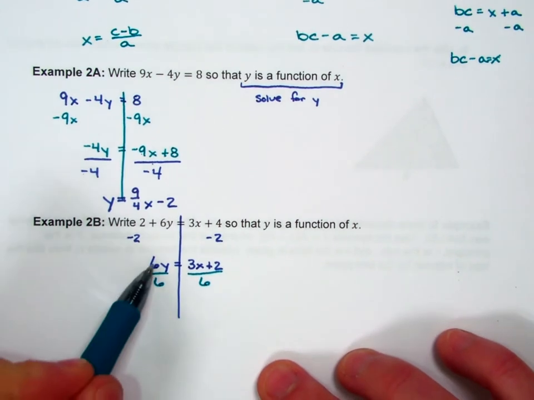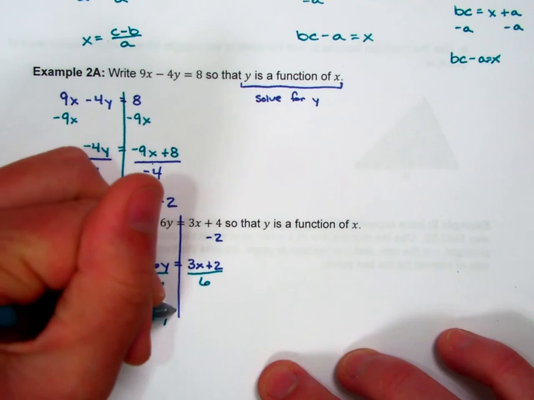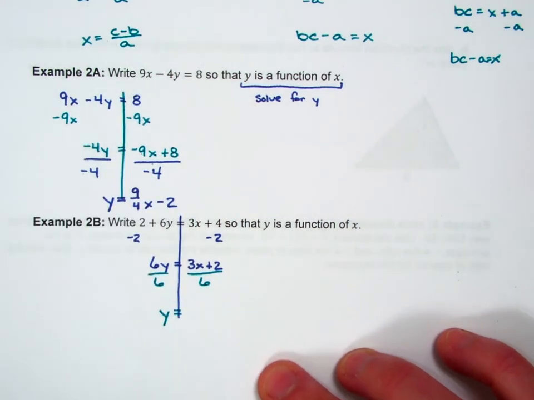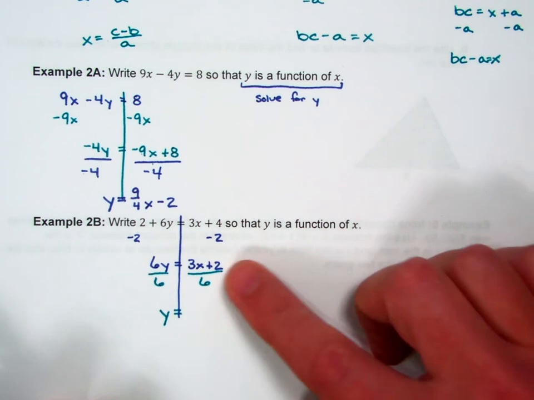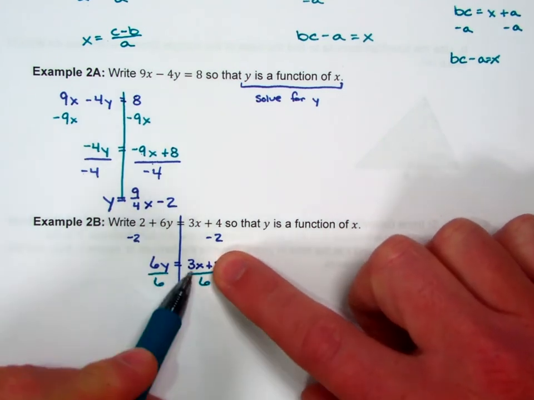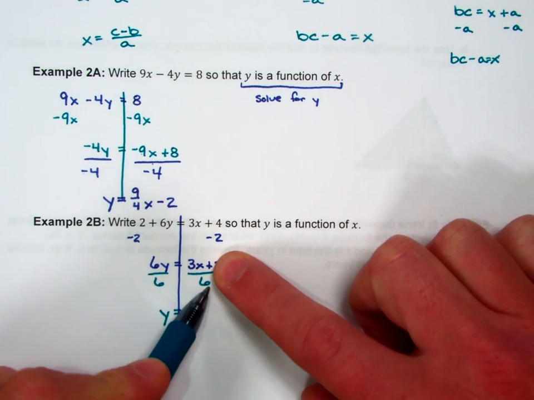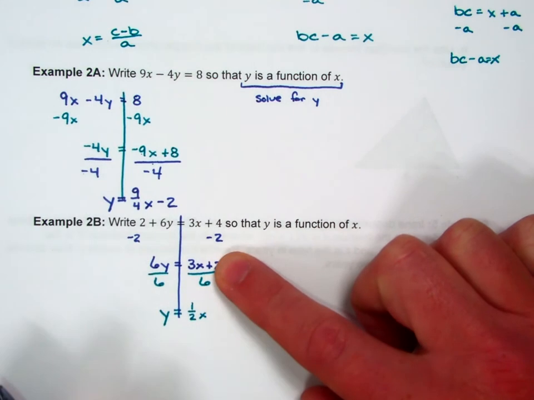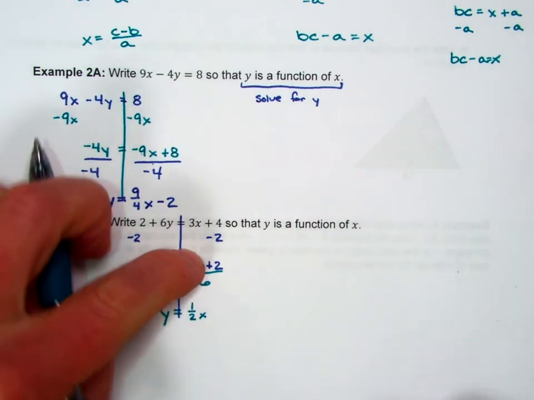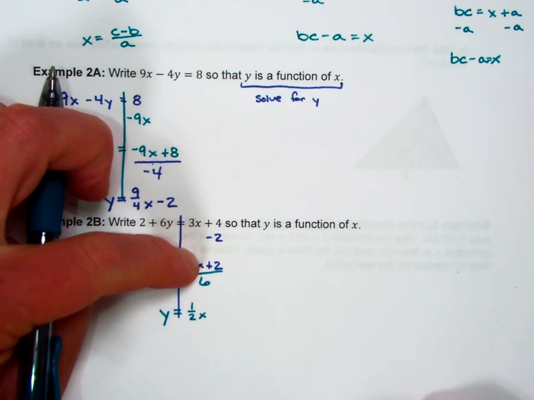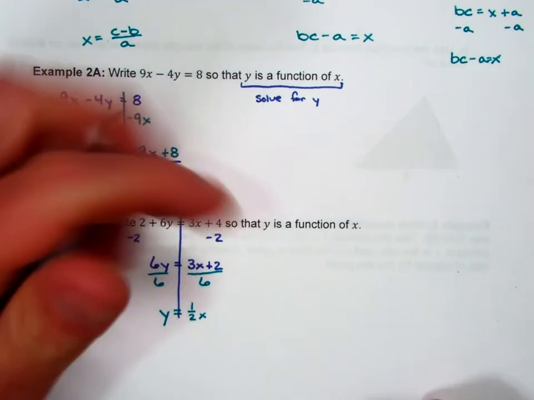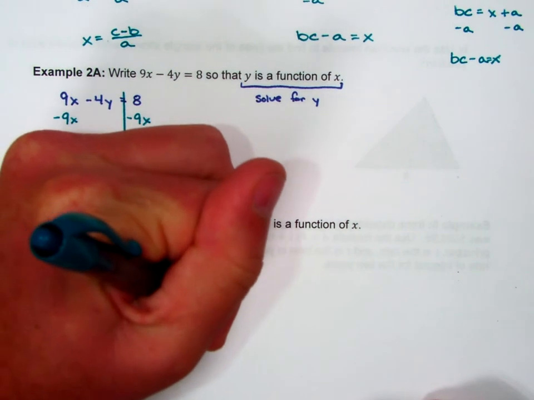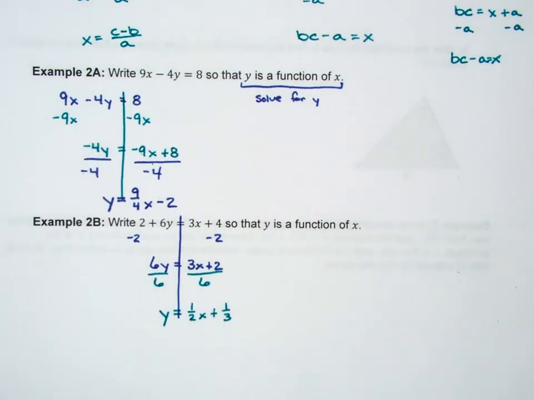Now, on the left-hand side, 6y divided by 6 is just 1y. But on the right-hand side, again, we're going to have to do some reducing. So if I look at my 3x and 6, I should be able to divide those each by a factor of 3. So when I do that, that's going to give me 1/2 x as that first part. And then when I go to reduce the second part of this, 2 and 6 both can be divided by a factor of 2. So when I divide that by a factor of 2, this is going to leave me with a fraction of 1/3. So we now have the equation y equals 1/2 x plus 1/3 as a final answer.